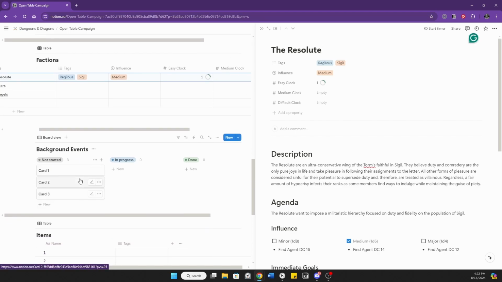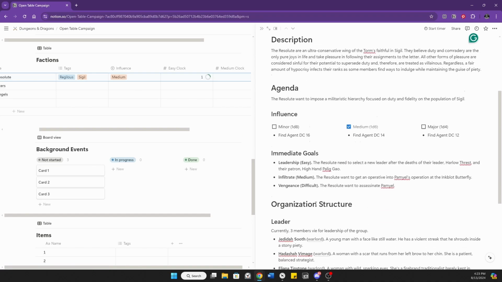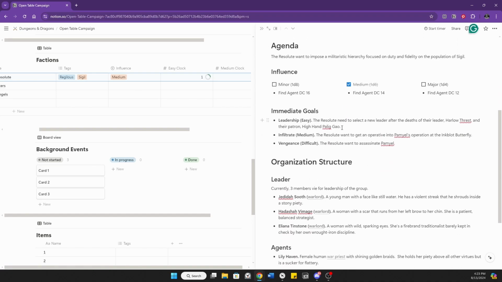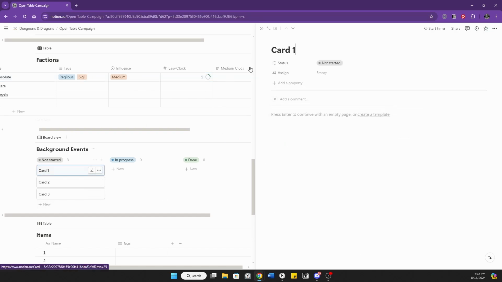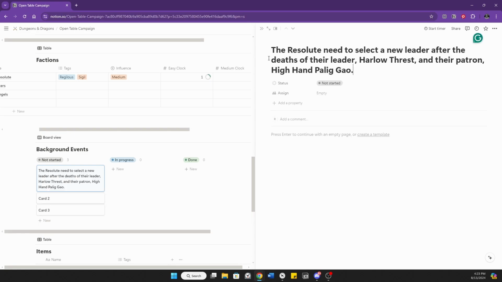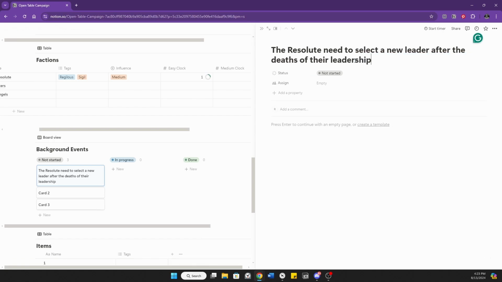And so I do that with the background events Kanban board kind of deal here where I've got 3 columns: not started, in progress, and done. And so what I'm doing is I am just taking the description and opening up a card here, making that description the title, and we'll just cut it down so it's just a little bit easier.